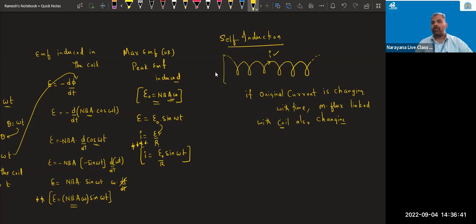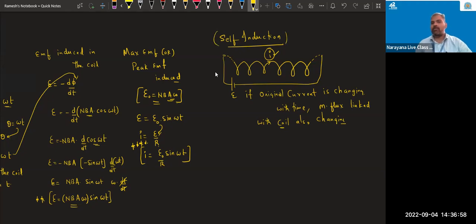Already you applied one battery. Now additionally, induced EMF also generated. Already original current is flowing. Additionally, induced current also will flow. That is the concept of self-induction.